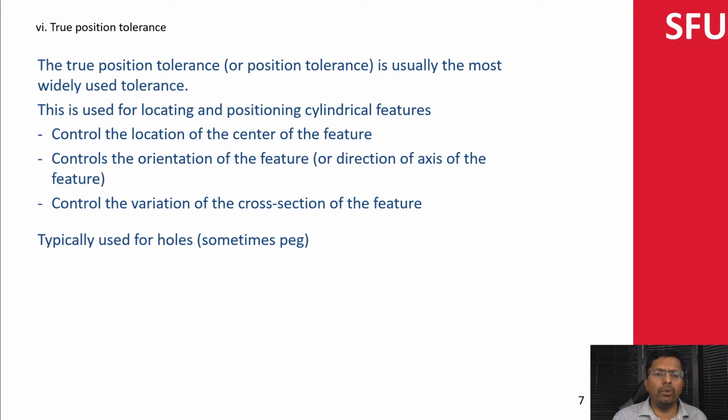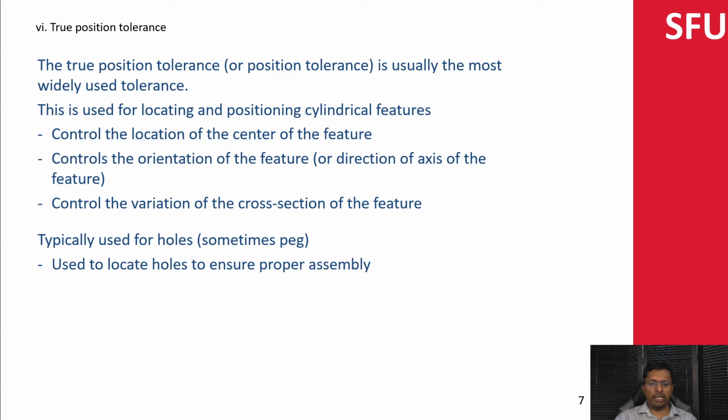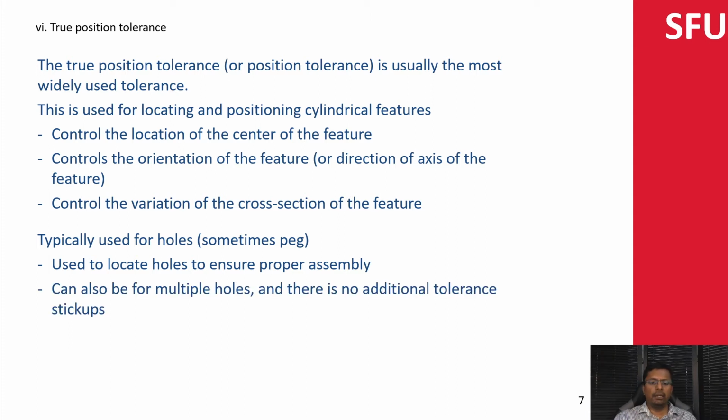This is typically used for holes, but you can also use it for a cylinder or a peg that is sticking out, as in the example I gave. You can apply the true positional tolerance in this case. If you have multiple of these, by applying it to all of them you can ensure they are located in position and ensure proper assembly. You can also have multiple holes, and there is no additional tolerance stack-up that comes in because you've applied a true positional tolerance.